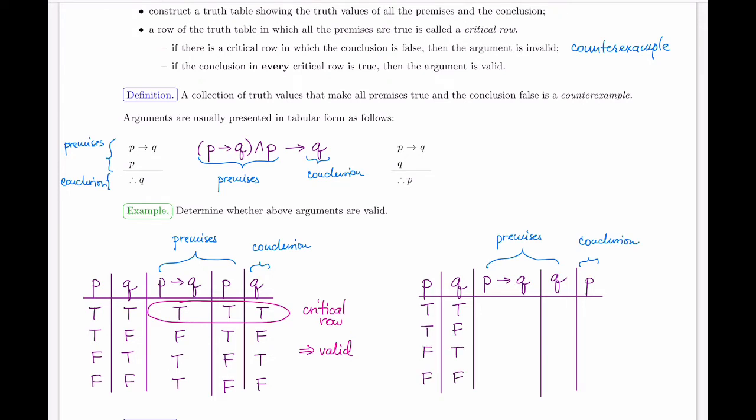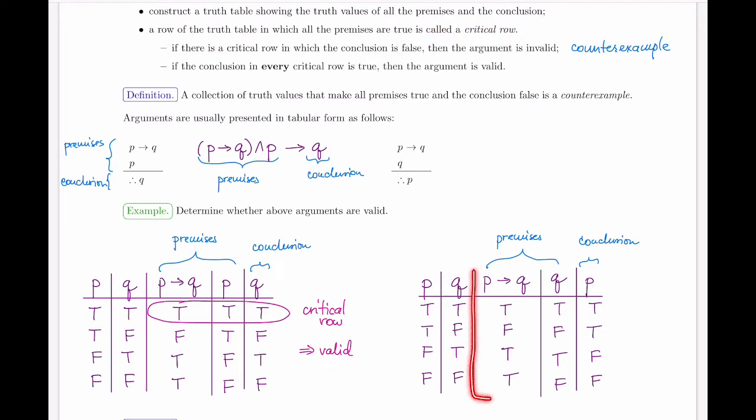And then I'm going to fill out the rest of my table as per those operations that are listed. So P implies Q, I have true, false, true, true. And now I have to repeat the column for Q, which is my premise. So true, false, true, false. And then a column for P. True, true, false, false. Next up, I have to identify all the critical rows.